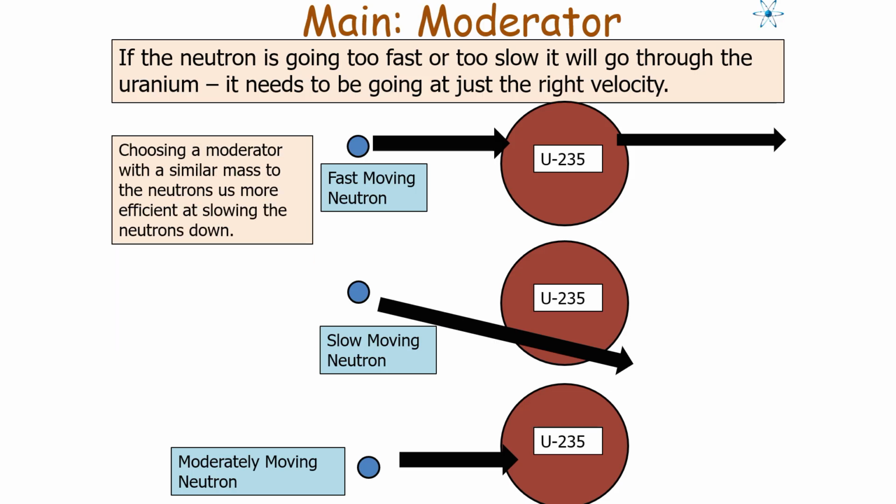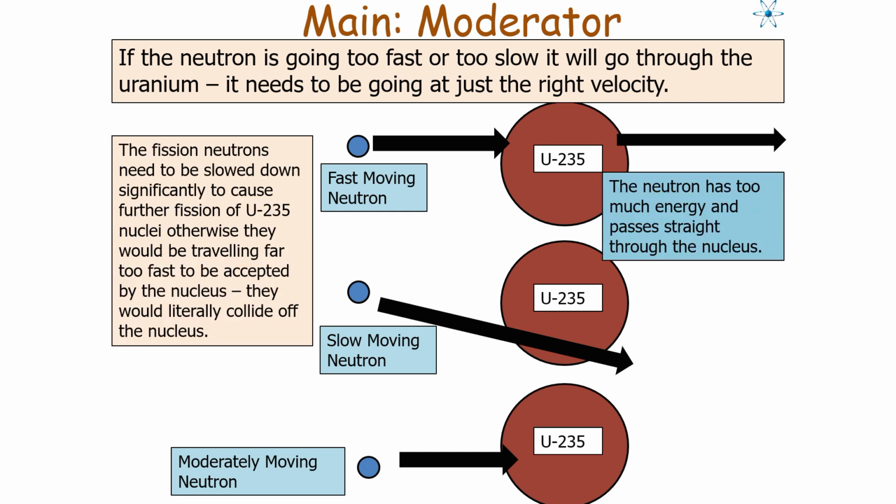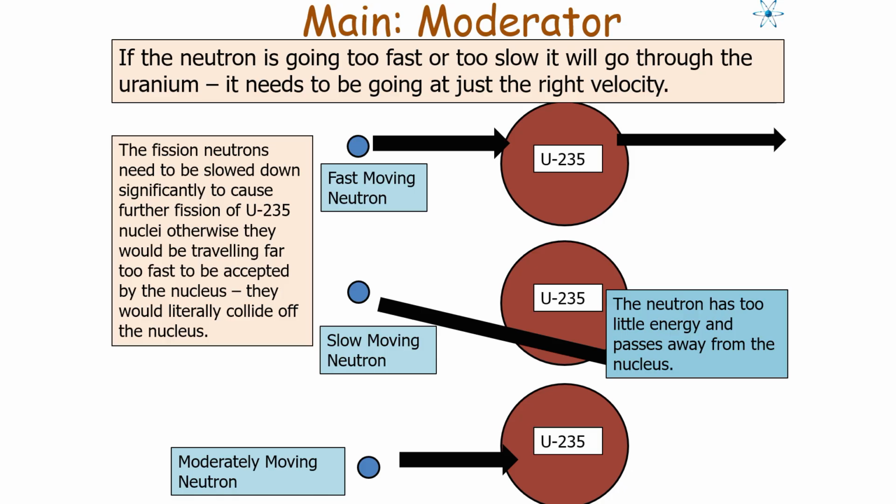Now choosing a moderator with a similar mass to the neutrons allows that moderator to be more efficient at slowing down the neutrons. Now as we mentioned before, if the neutron has too much energy, it will pass straight through the nucleus. If the neutron has too little energy, it will pass away from the nucleus.